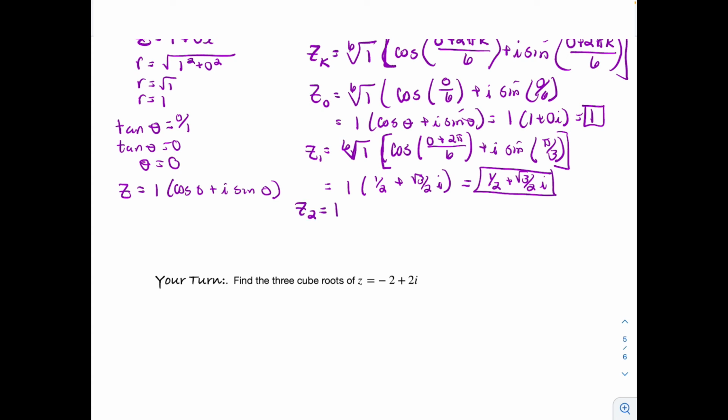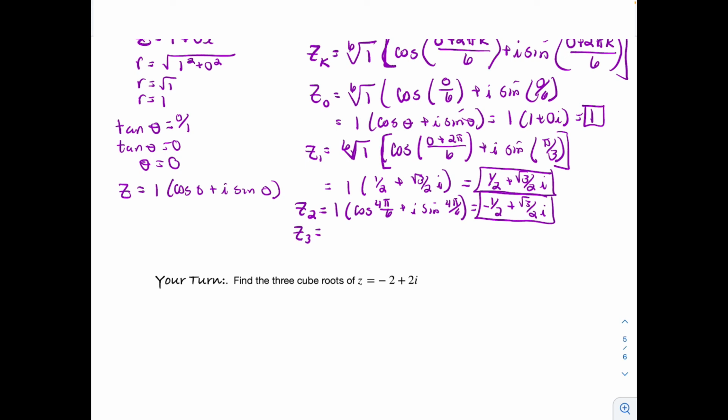Our second root, z2: this time k is 2, so that gives us 4 pi over 6, which simplifies down to 2 pi over 3. And cosine of 2 pi over 3 we know to be negative 1/2, and the sine of 2 pi over 3 is the square root of 3 over 2 times i.